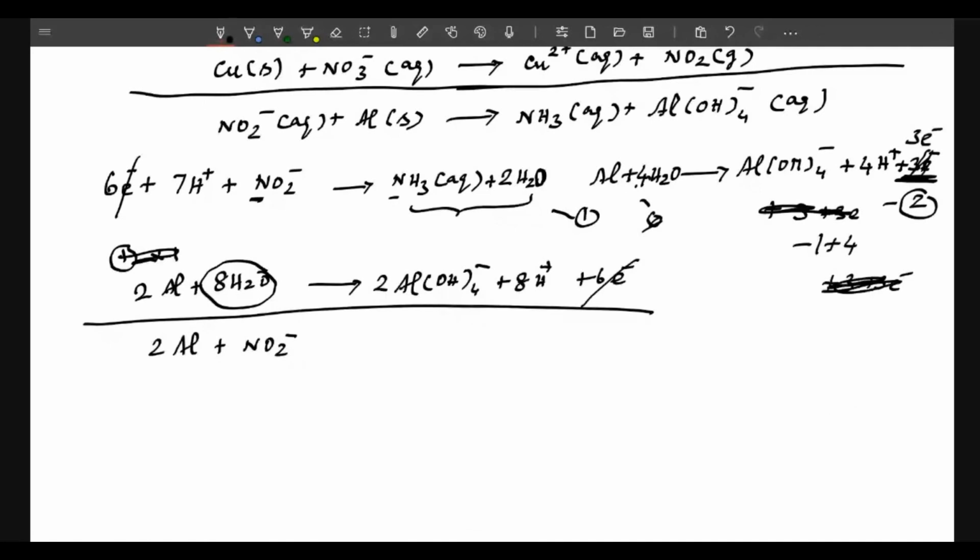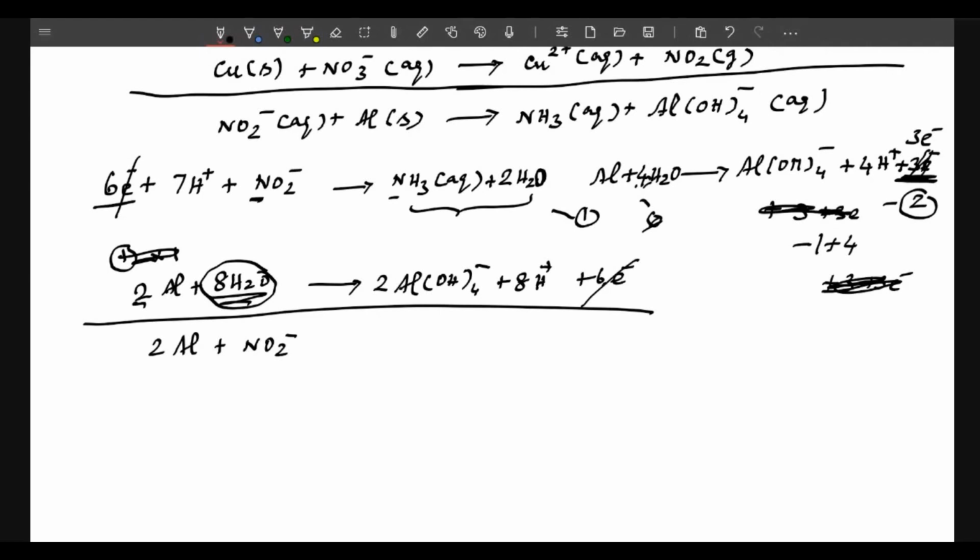In summing up the process, in the reactant side, 6 electrons are there. In the product side, 3 electrons are there. It should be equal in number during the summing up process. Therefore, equation 2 is multiplied by 2, and that 6 electrons get cancelled. Now when we multiply it by 2, we get 2 aluminum, 8 H2O, 2 AlOH4 and 8 H plus. Then we are summing up this process.